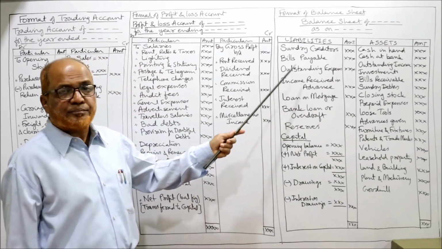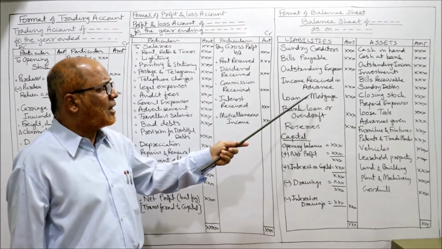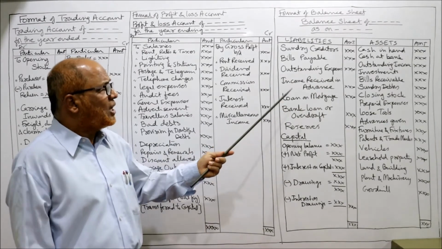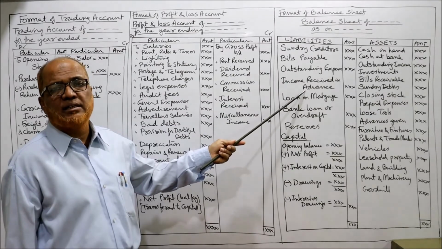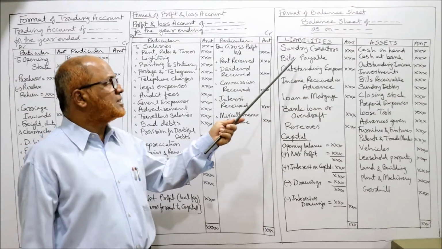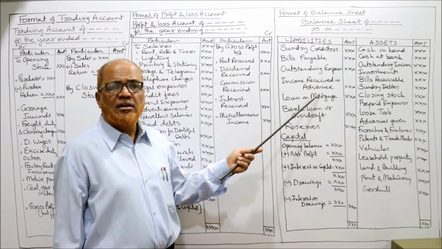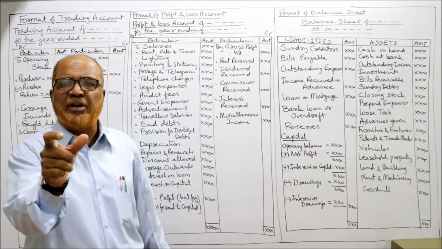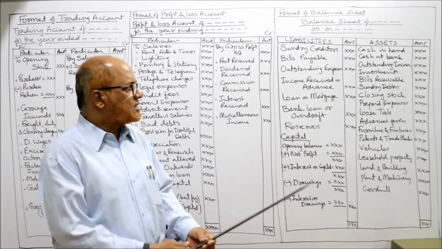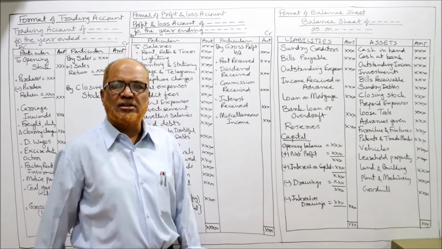Now, liability side. Sundry creditors, bills payable, outstanding expense, income received in advance, loan on mortgage. Up to income received in advance, these are the current liabilities. Current liability means those liabilities which are payable within a short period of time, like 1 year. Similarly, loan on mortgage, bank loan or overdraft, reserves.